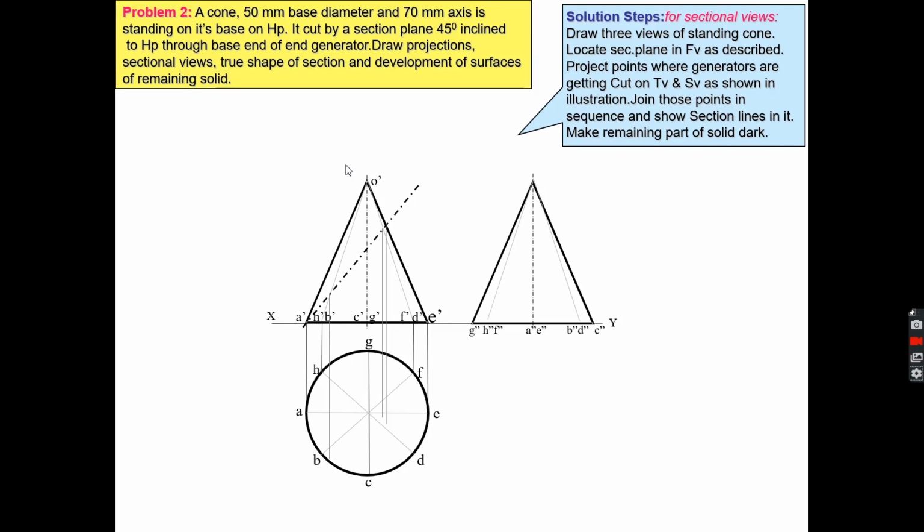You have to transfer this point on this generator like this, and then you can transfer it to the top view of the cone like this. So now you will get all the points in the front view. The similar way you can transfer all the points in the side view also.